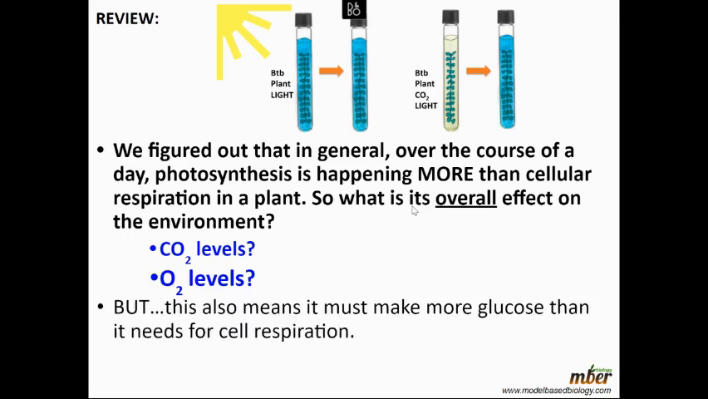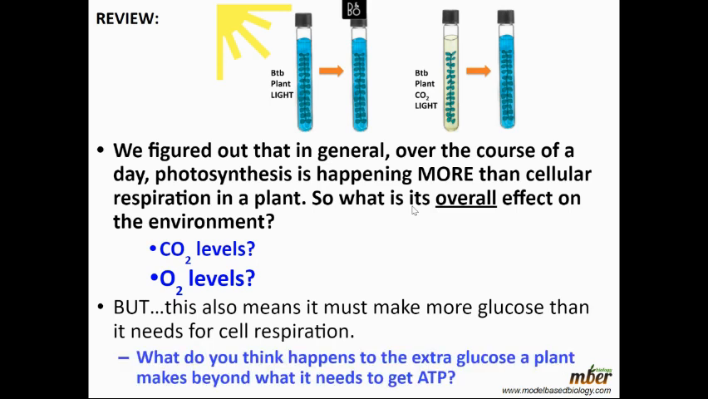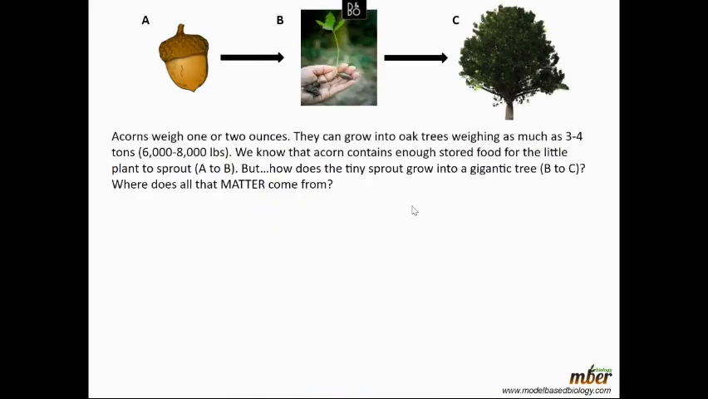But this also means that it must make more glucose than it needs for cellular respiration because it's doing more photosynthesis. So what do you think happens to all the extra glucose a plant makes beyond what it needs to create ATP or energy? What does that extra glucose do, or where does it go? Why make extra?